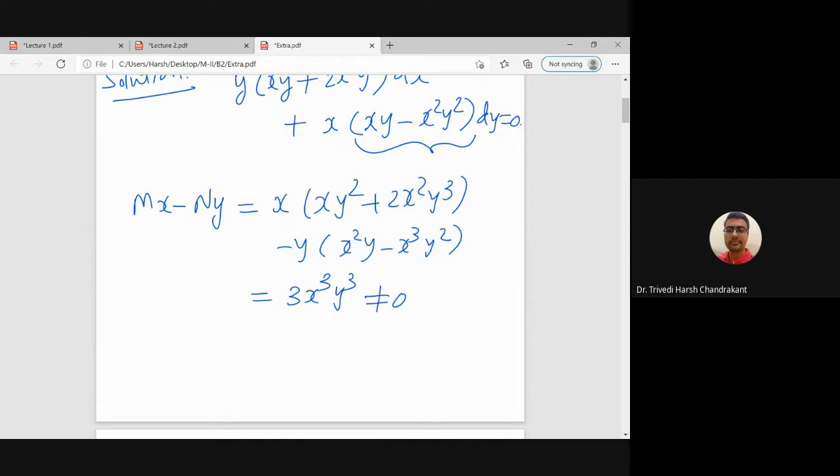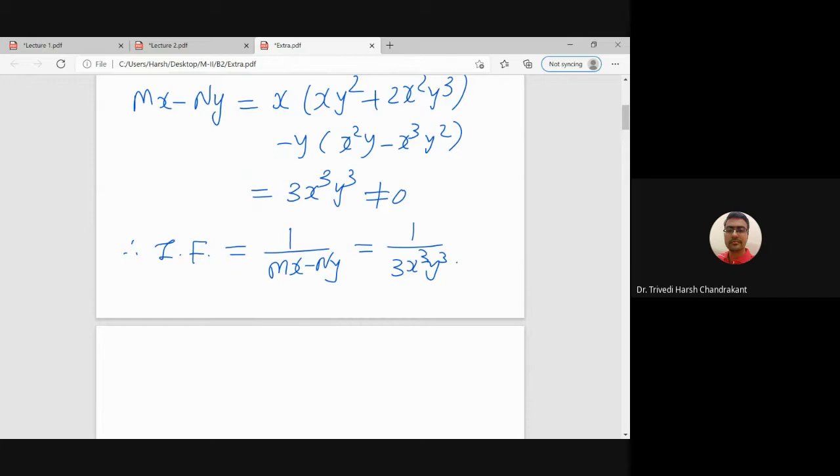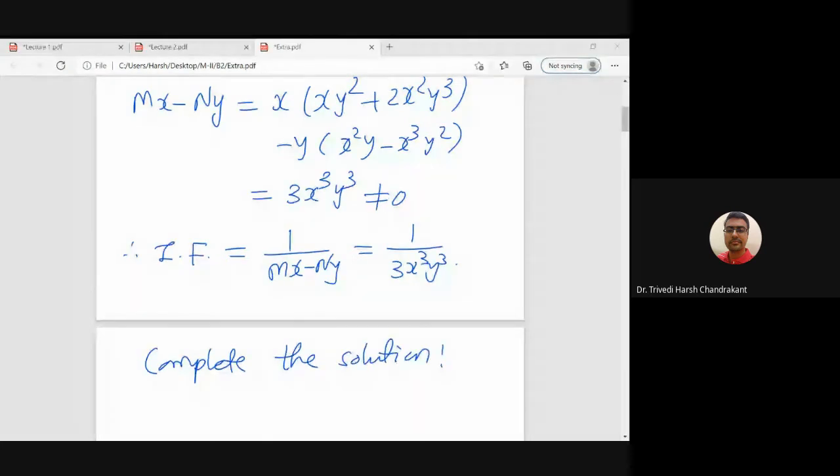So that means the integrating factor in this case will be 1 upon Mx minus Ny, that is 1 upon 3x cube y cube, right? So I'm not solving this whole problem. We already found the integrating factor. You know how to solve the remaining part, so complete the solution. Okay, so I think let me stop here.